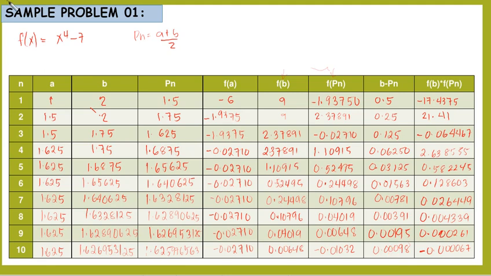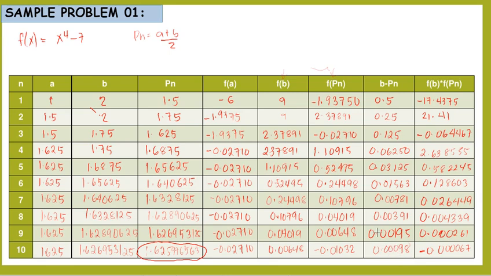So, ngayon, ang tanong, dito sa na-solve natin, ano ngayon yung value ng ating root? Ano na ngayon yung positive root natin? Okay. So, yan yung tanong natin. Saan dyan ang positive root natin? So, yung positive root natin is yung value ng ating Pn. So, ito na ngayon yung magiging positive root natin. Yung value ng Pn. Approximately 0 yung error.